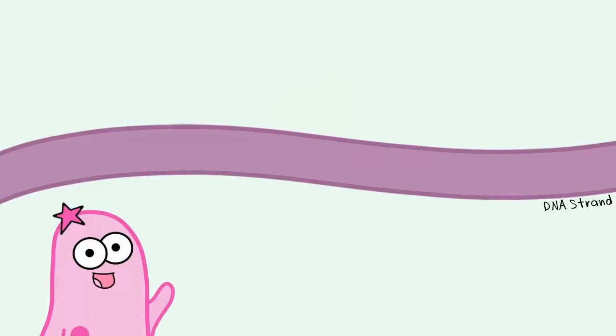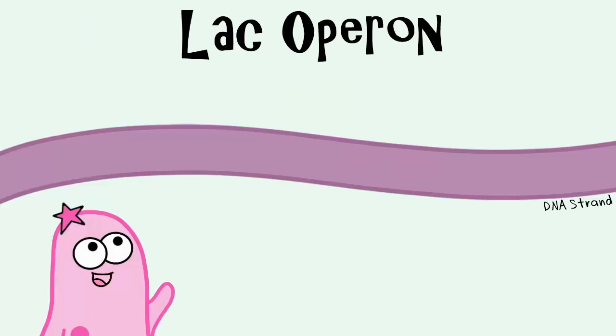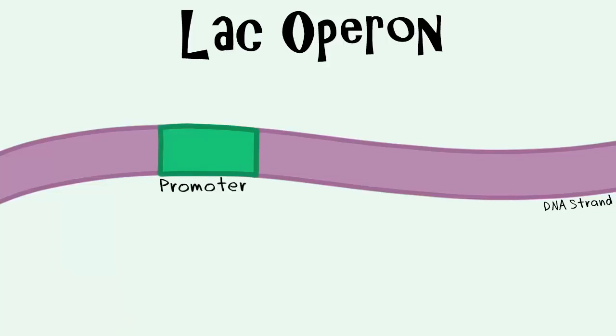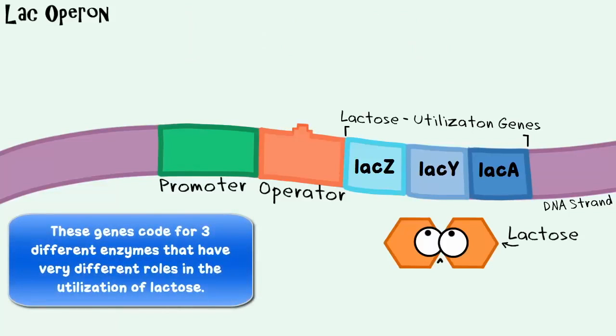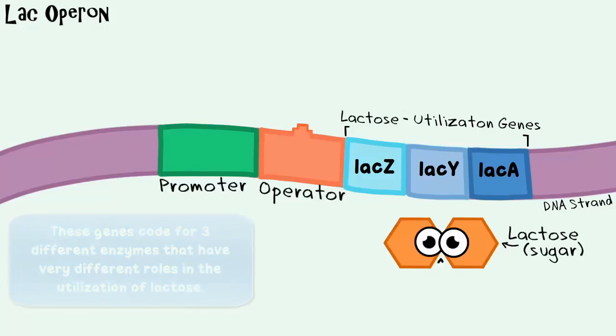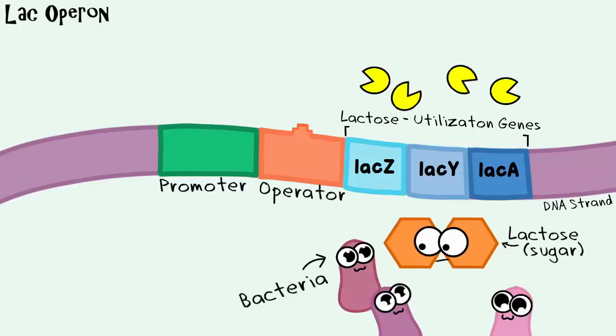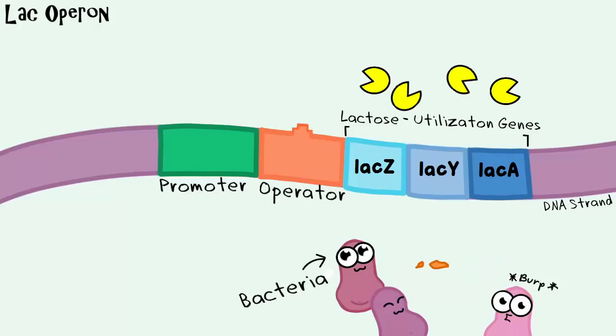So let's take a look at our setup here. This is an example called a lac operon. Notice there's a promoter region of the DNA, the operator region of the DNA, and there are 3 genes here that code for enzymes that help in the process of breaking down lactose. Lactose is a sugar. If lactose sugar is around, bacteria want these enzymes to be made so that they can use them to break down the lactose sugar. Then they can metabolize it. Fed bacteria are happy bacteria.